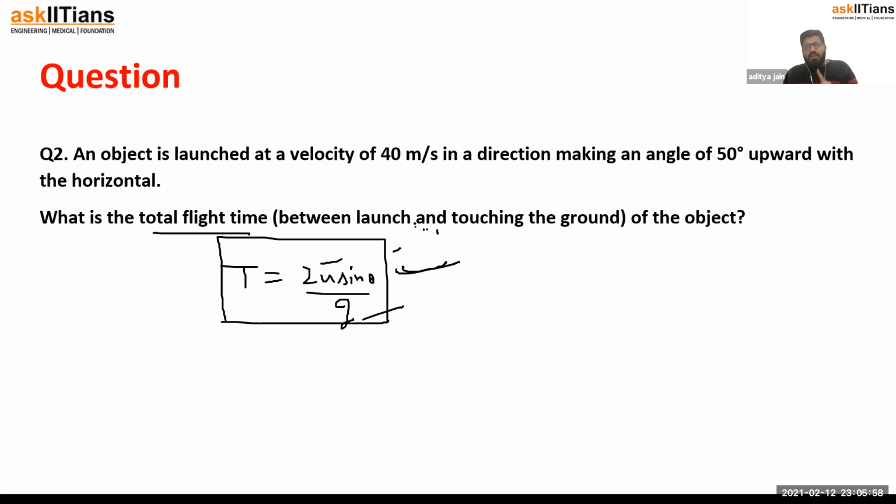And we are neglecting air resistance for projectile motion, because near the surface of Earth, air resistance can be neglected. Okay. So I think all the basic concepts are clear.